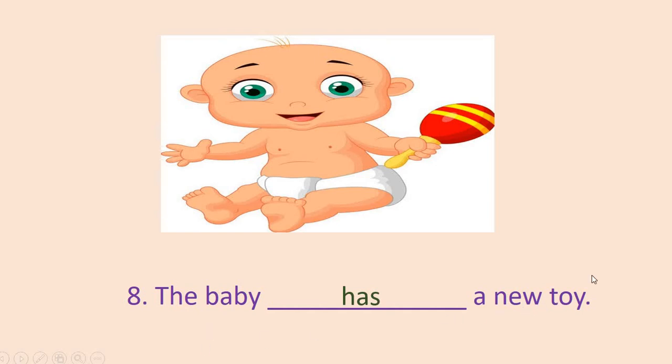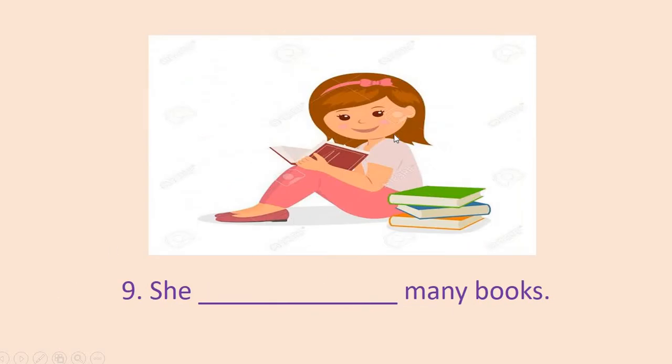Understood this sentence? Yes, I think you all have understood this. The baby has a new toy. Okay, now see here. There is a girl, there are books. See different colors of book. Can you see? Red, then green, blue and yellow. 4 books are there and 1 book she is reading. See, she is having 1 book in her hand. That girl is sitting.